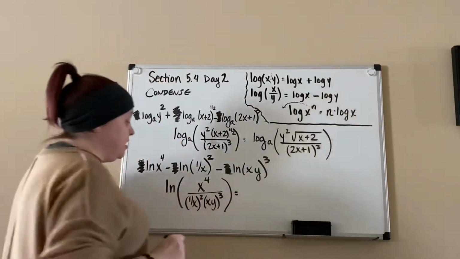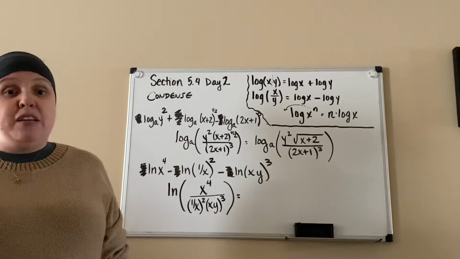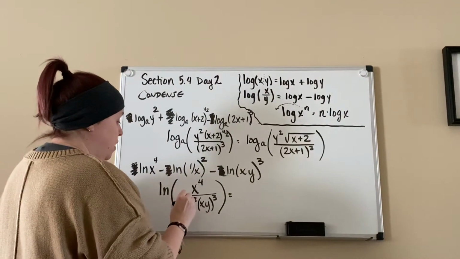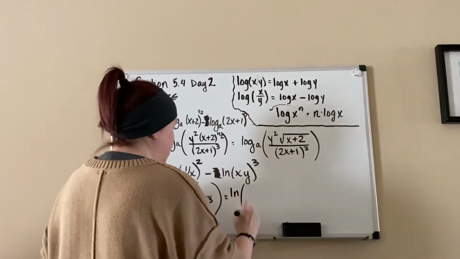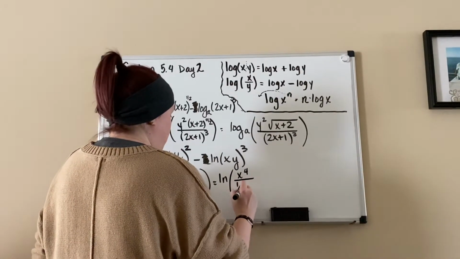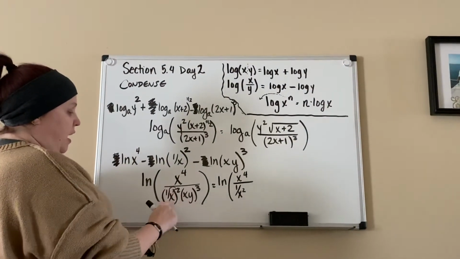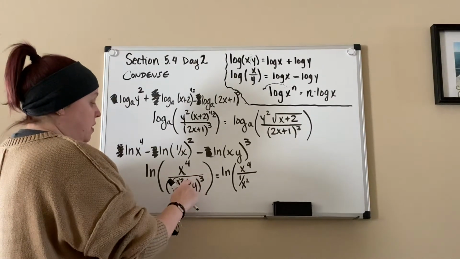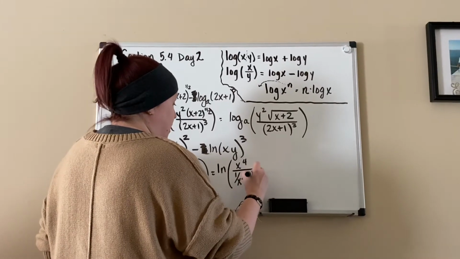All right, now here's the deal with this problem, and you'll have one just like it. You got to clean the inside up a little bit because you can do powers. 1 over x squared, you give the square to the 1, you give the square to the x. So I have really x to the 4th over 1 over x squared. I gave the square to the 1. I gave the square to the x. Then I'm going to do the same thing here. I'm going to give the 3 to the x and the 3 to the y. So I'm going to have this times x cubed, y cubed.